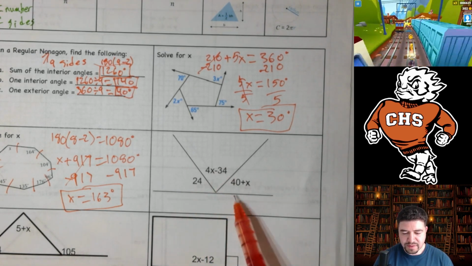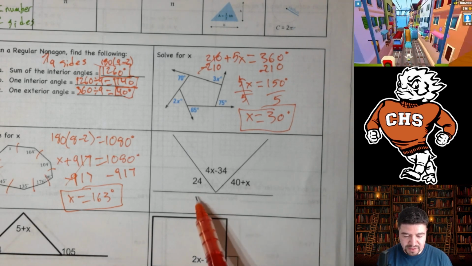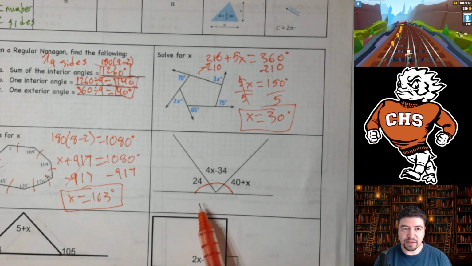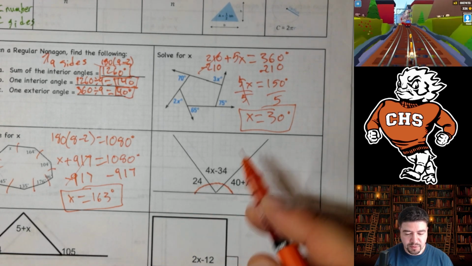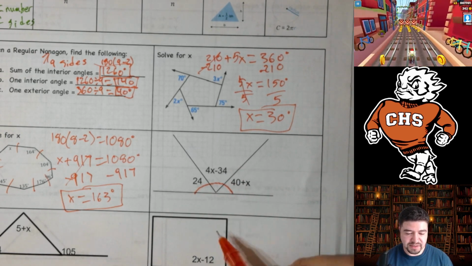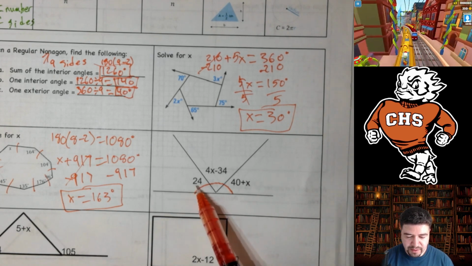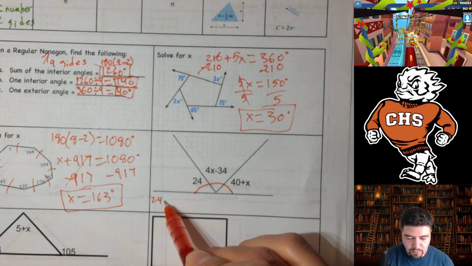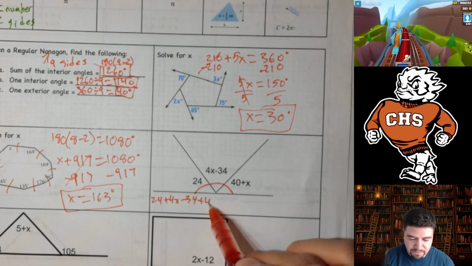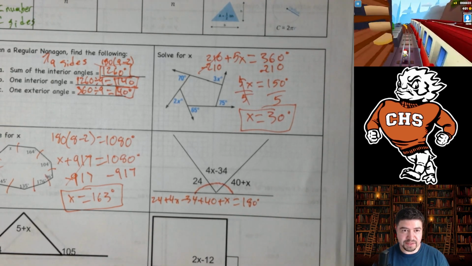Here we have some funky looking shape that we haven't really seen before. But if you look closely, you can see that all of these angles lie on a straight line right here. That means they're supplementary. So because they're supplementary, their sum is 180 degrees. Straight line, 180 degrees. So then I can add these up together. 24 plus 4x minus 34 plus 40 plus x is 180 degrees.